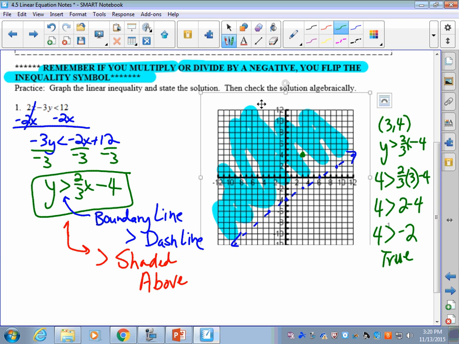So is that the only solution though? No. There's multiple solutions. Where would our solution be? Anything above in the shaded region, okay? Anything above in the shaded region.